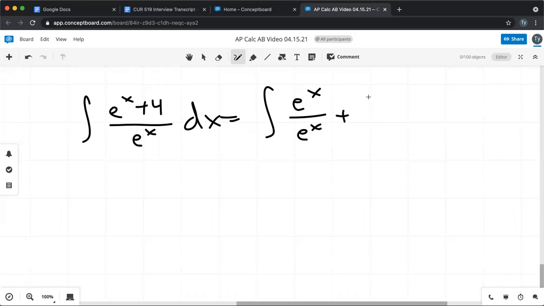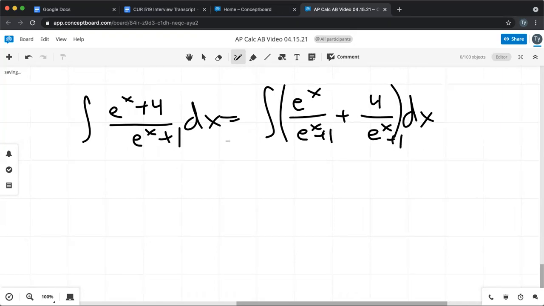And I keep the sign between them. I divide this term by e to the x as well. Okay, so again, all I did here was split this fraction. We can do that because the denominator is just a single term. If you had something like this, we'd need to split it differently, but we don't have that.